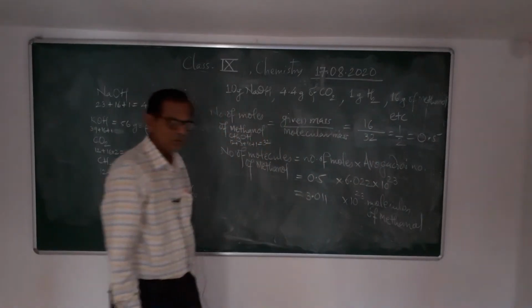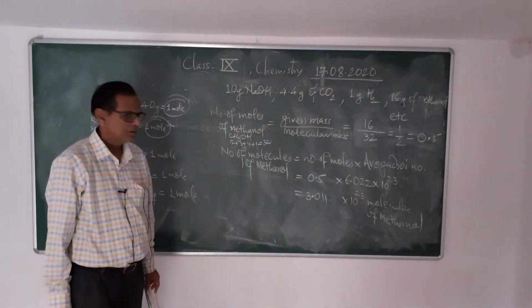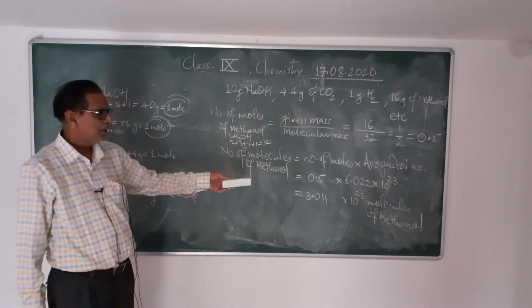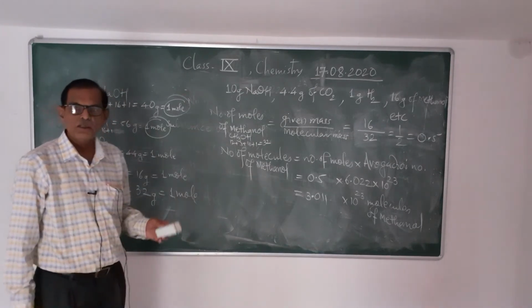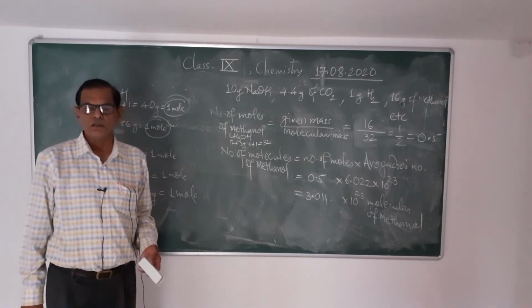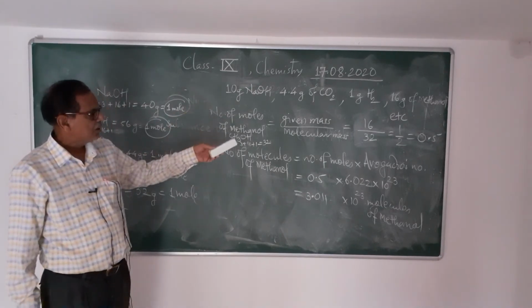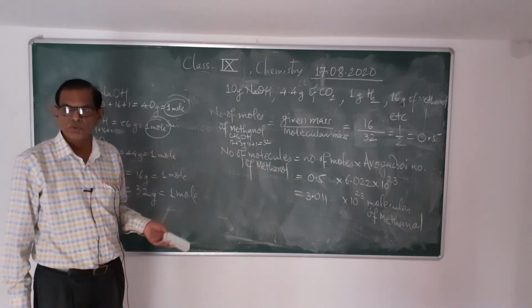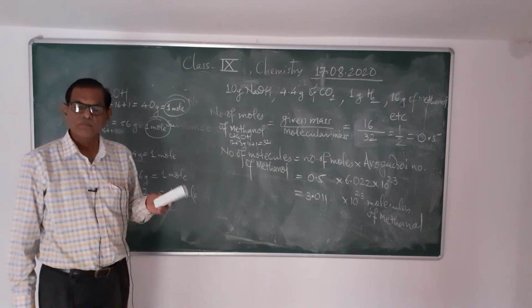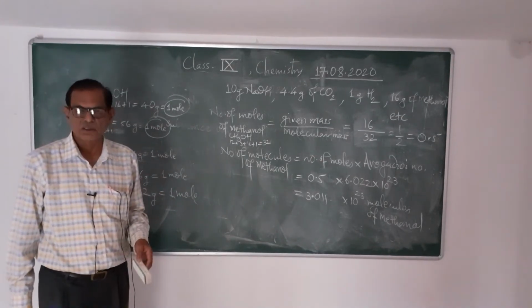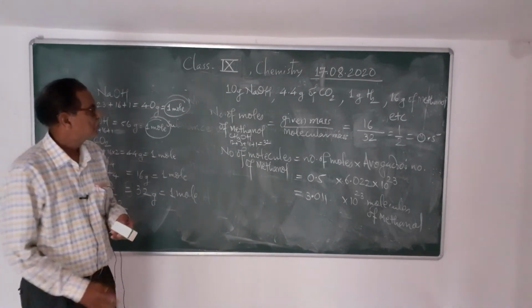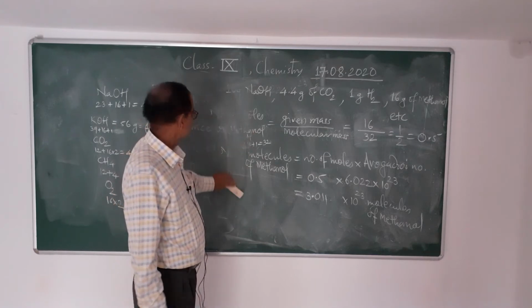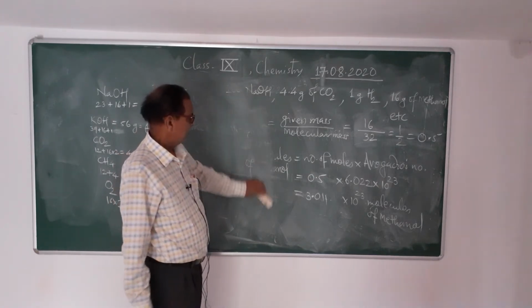So 3.011 into 10 raised to power 23 molecules of methanol. So in this way, by knowing the Avogadro's number, the given mass and molecular mass, we can calculate the number of moles. By using the number of moles, we can calculate the number of particles, number of atoms, number of molecules, etc. Now, have you got the idea? So in this way we can calculate.